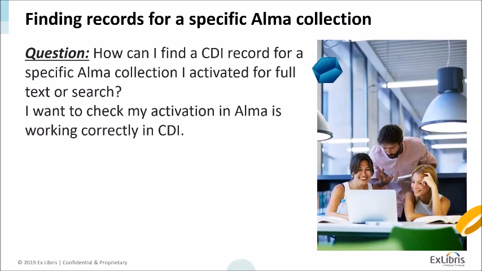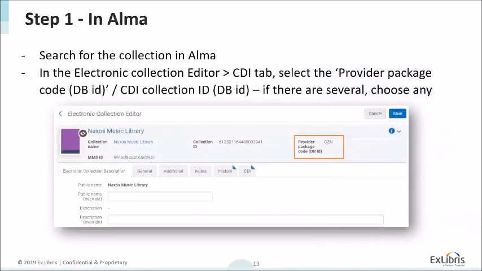But here we go from the assumption that the activation in Alma is more than 72 hours before my actual troubleshooting. All right, so the first thing to do, if you want to find out if your activation in Alma was successful, is search for the collection in Alma. In the electronic collection editor, there is a code which is very important.